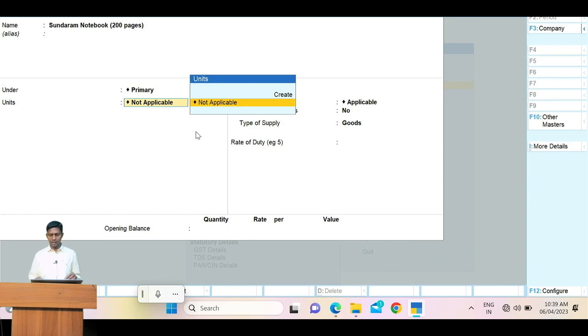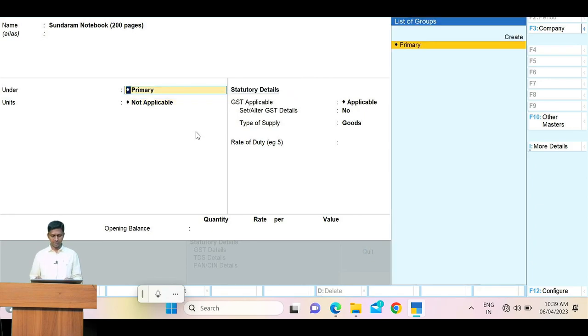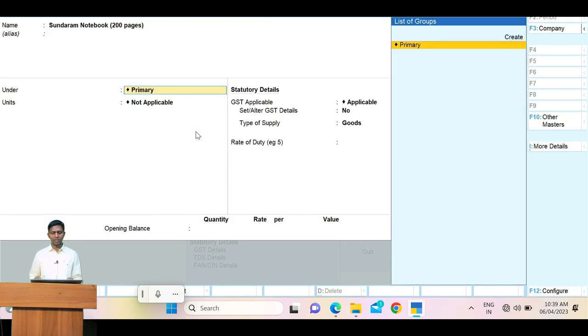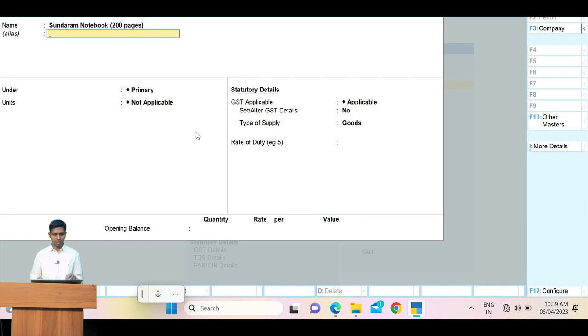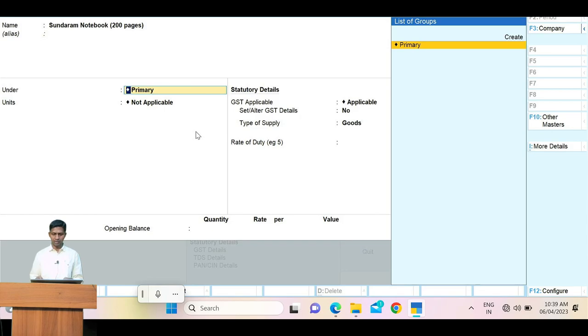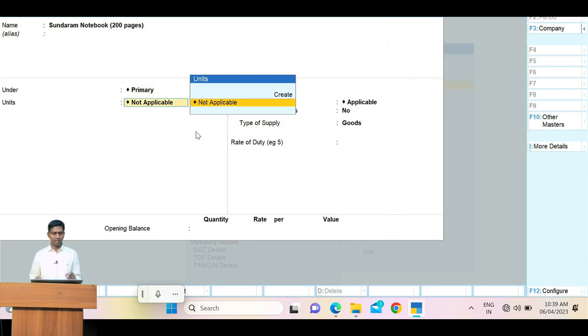In a regular class, I have shown you how to create, and the creation part is very simple. Just press Ctrl C, you will get group creation. Wherever your cursor is, if you press Alt C, Tally will create that. That means if your cursor is blinking in front of under, that means group. If you press Alt C here, Tally will create a group. If your cursor is at units and you press Alt C, Tally will create units. Now we will keep that primary as it is, and then here units.